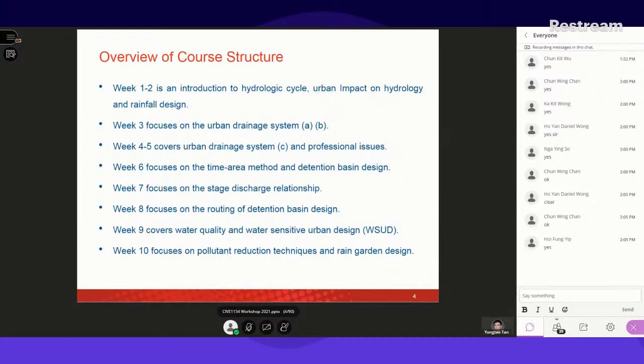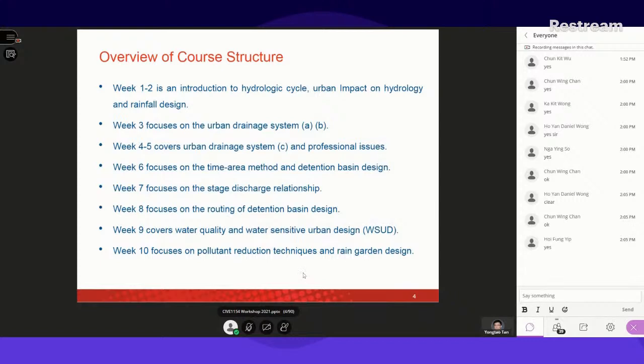Now, week 3 focuses on the urban drainage systems, how to design the urban drainage system. Week 4 to week 5 cover the urban drainage systems and also professional issues such as water sensitive urban design, which means how to remove the pollutants of the runoff, and also how to detain the runoff, the rainfall.